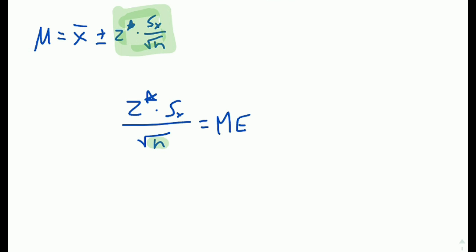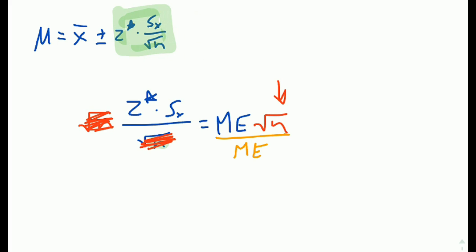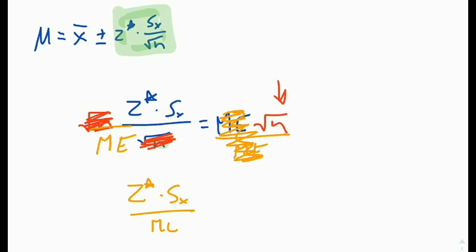Just n alone. First thing we want to do, we want to multiply both sides by the square root of n. And when we do that, this completely cancels out, divides to 1. Next thing, we want to get n alone still, so we want to get margin of error out of both sides. So if we divide both sides by the margin of error, then margin of error is going to cancel out to 1, leaving us with just this. And let's go ahead and rewrite this. We have z star times standard deviation divided by margin of error is equal to the square root of n.